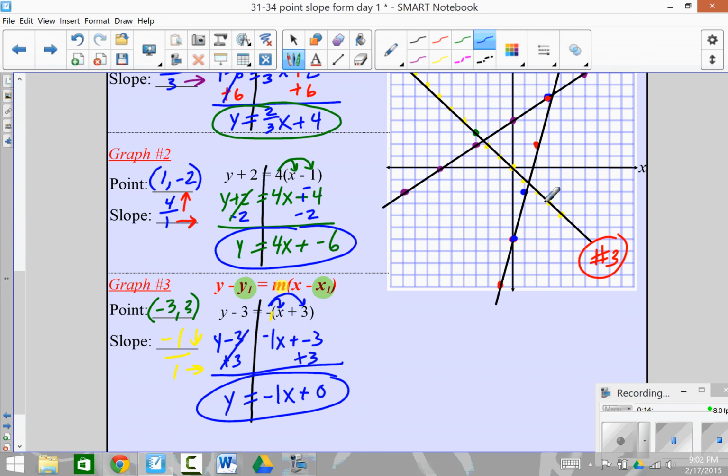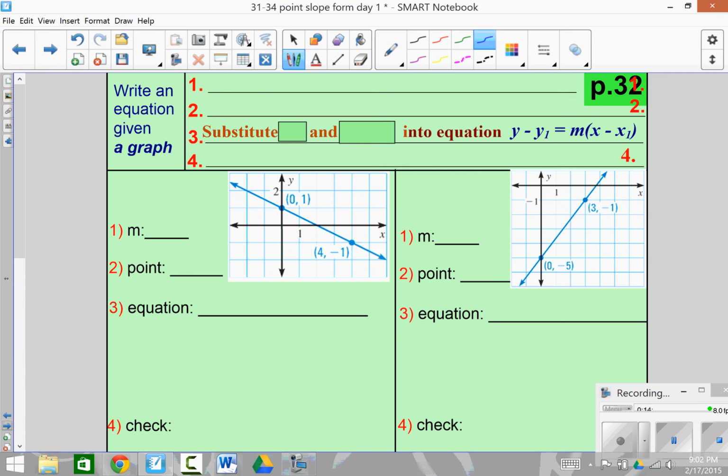Let's go ahead and flip over to the back side then. All right, so now we're going to go the other way. Okay, you guys graphed an equation in point slope form. Now how do you write an equation if I were to give you the graph? So it's the opposite of what we just did. Okay, so here are your 4 easy steps here.